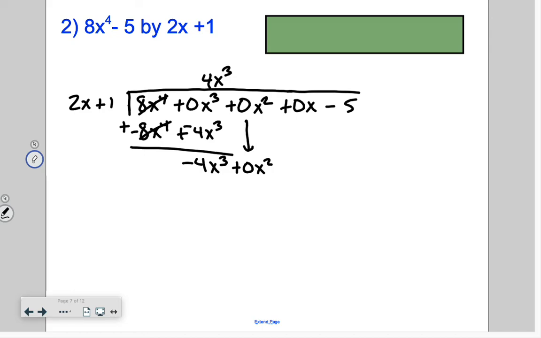Okay. All right, let's go again. What's the next thing going up top? 2x times what gives me negative 4x cubed? A negative 2x squared. Okay. Multiply that through our divisor here. Multiplying by 2x, we end up with a negative 4x cubed. Multiply by the plus 1, and I get negative 2x squared.